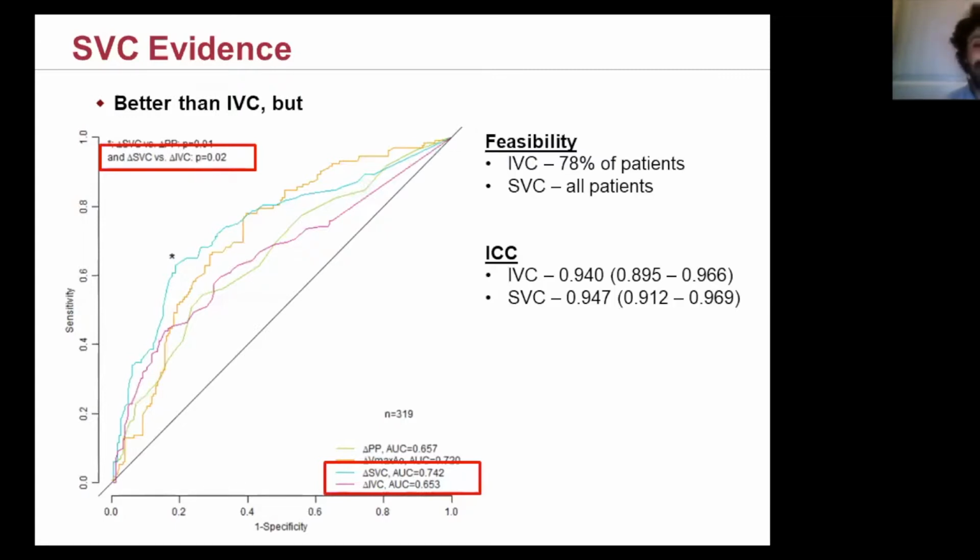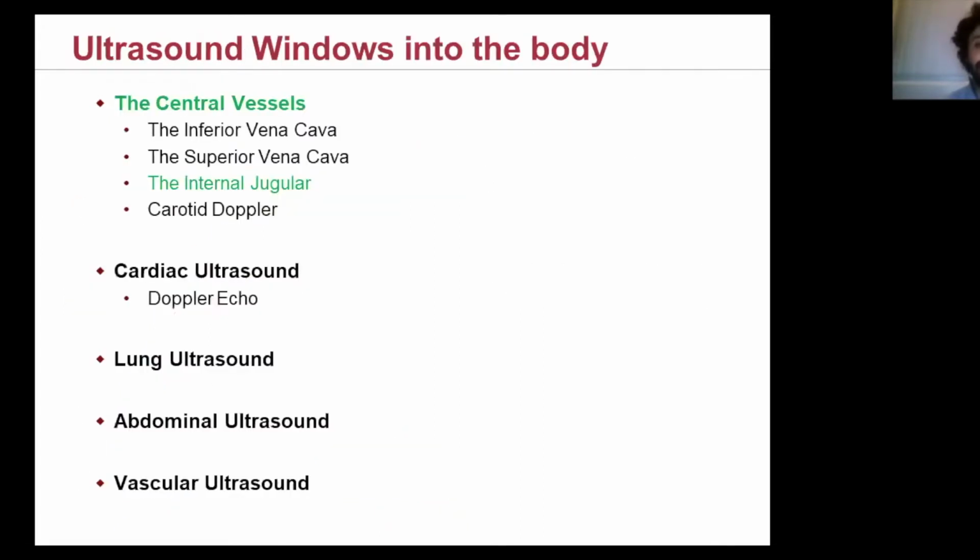Also, the IVC, as you've probably experienced, is difficult to assess in critically ill patients because they get abdominal distension for a number of different reasons. It is, however, the ICC being the inter-observer correlation, shows that actually it is possible to get this test done by several people and to trust that what one person sees, the other person will also see.